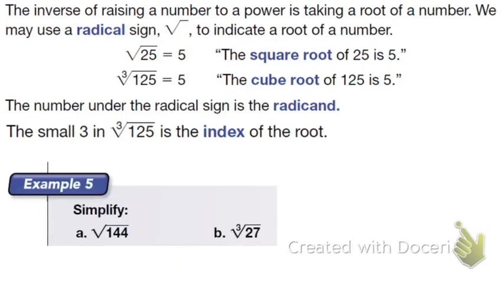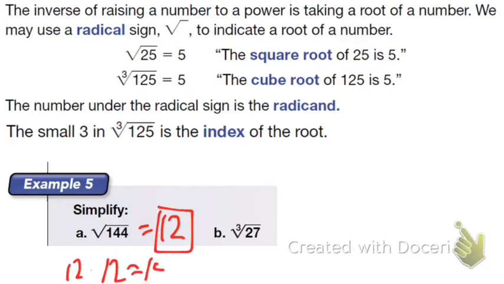Okay, example 5 says simplify the square root of 144. Okay, so what we have to think about is what number times itself equals 144. Think about that. Think about your math facts. What number times itself equals 144? And we know that our answer would be 12, since 12 times 12 equals 144. Okay, so that's for the square root. You're multiplying the number by itself 2 times.